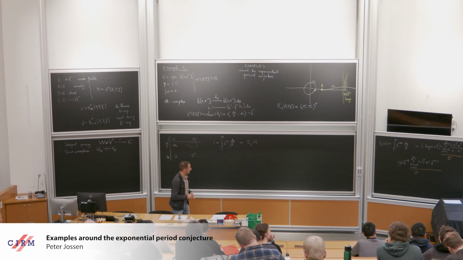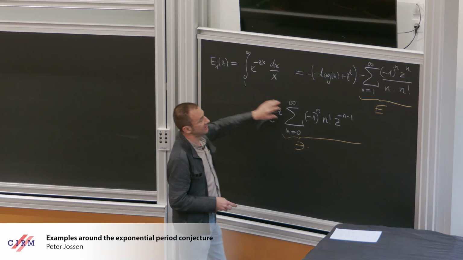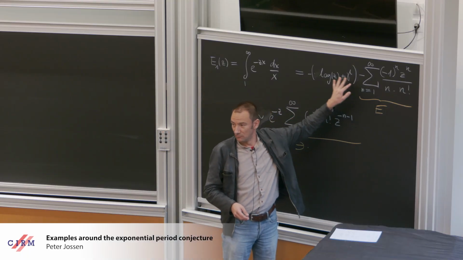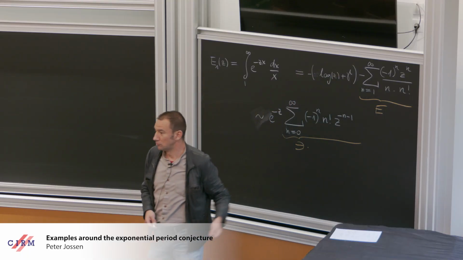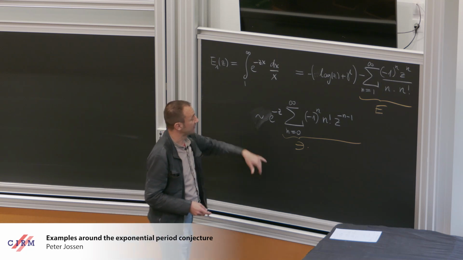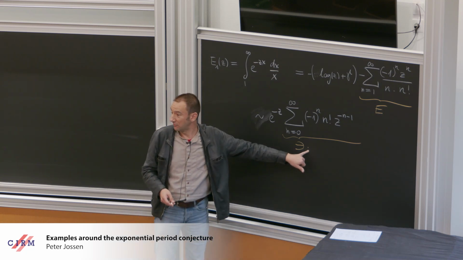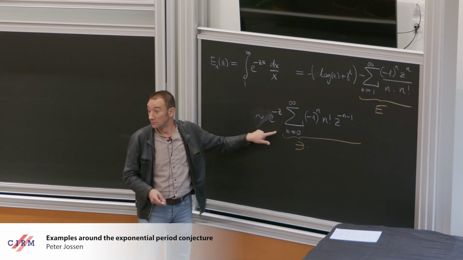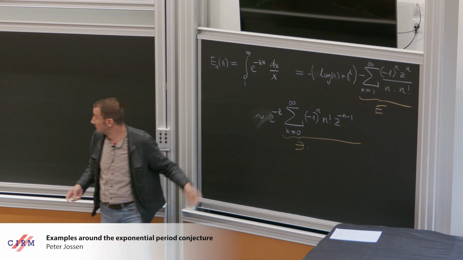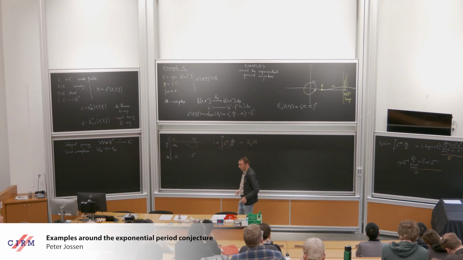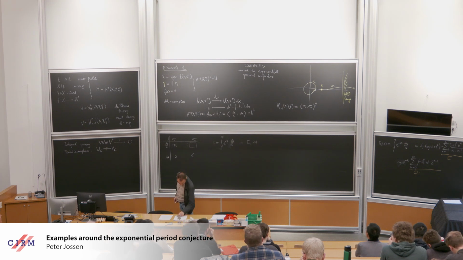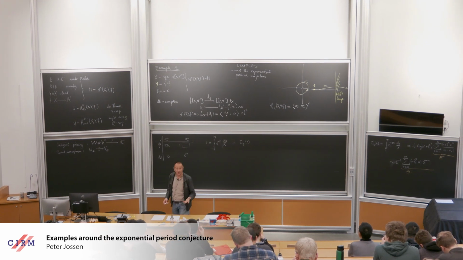So E1 of 1, you can see it as a special value of an E function with some pollution, or you can interpret it as a special value of an A function too with a little pollution. So that's that number here. Numerically, it's about 0.21 something.